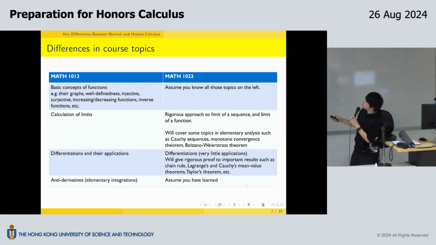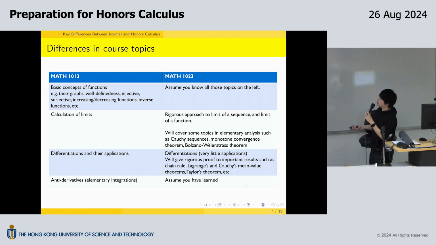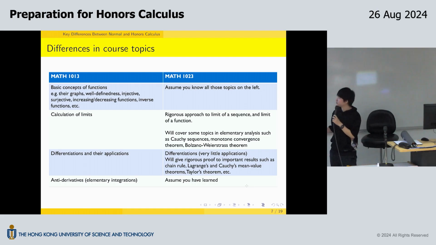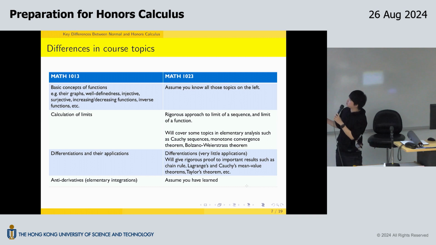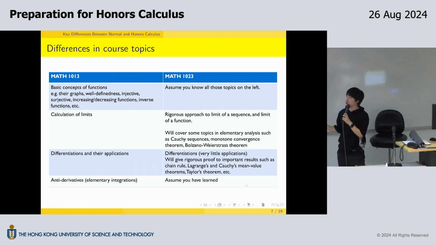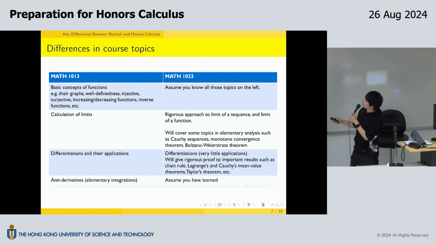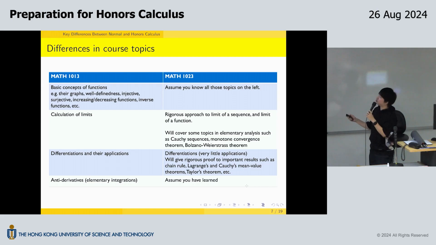For example, you will learn the rigorous approach to limits of sequences and limits of functions using the epsilon-delta language. And building upon the epsilon-delta language, you will prove some theorems in elementary analysis, such as what it means to be a Cauchy sequence, the monotone convergence theorem, and, for example, the Bolzano-Weierstrass theorem.